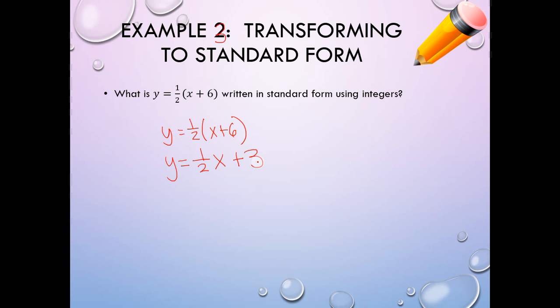Now I'm going to get rid of that 1/2, so I'm going to multiply by the denominator. I'm going to multiply by 2 to everybody. So I'm going to get 2y equals, 2's are going to cancel. I'm going to be left with 1x. 3 times 2 is going to give me 6. Now, x and y need to be on the same side, so I'm going to subtract 1x.